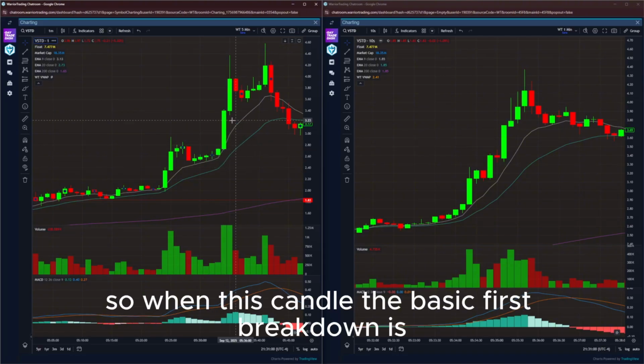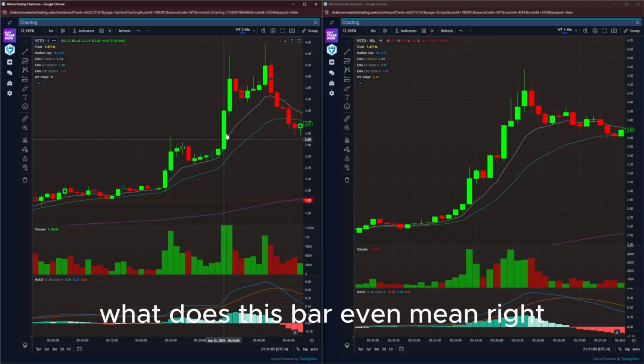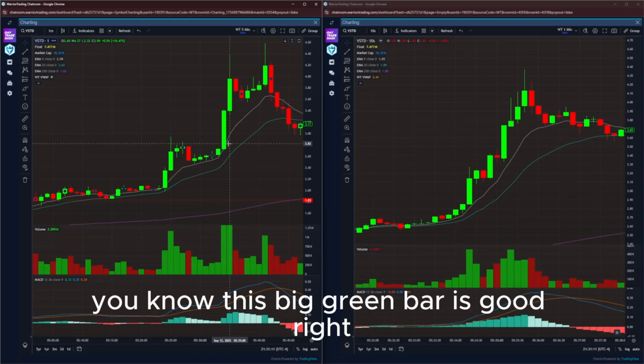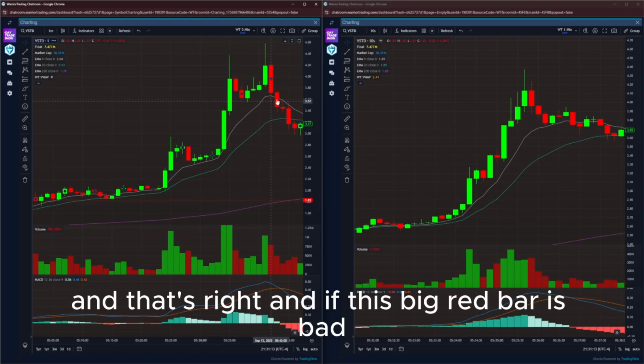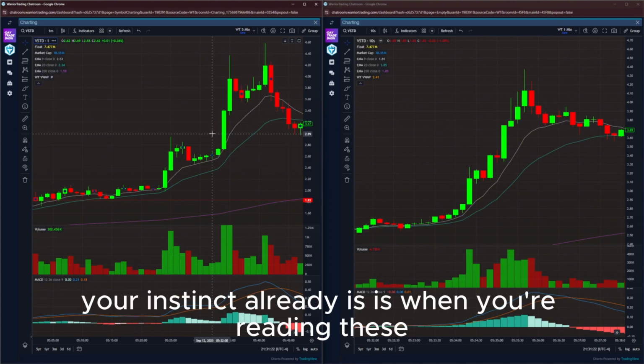So the basic first breakdown is you want to know about the candlesticks. What does this bar even mean? Your instincts will already tell you this big green bar is good, and that's right. A big red bar is bad, that's also right. And these little green bars, they're okay. That's mostly right. Your instinct is already reading these.